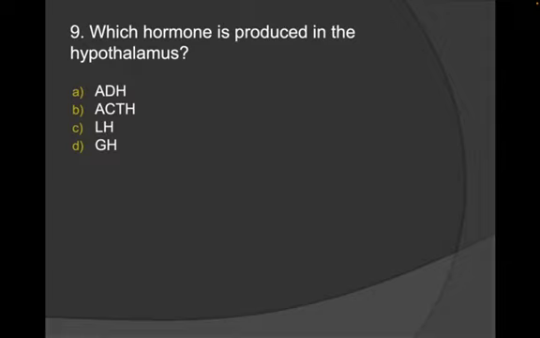Which hormone is produced in hypothalamus? A, ADH. Both posterior pituitary hormones, ADH and oxytocin, are produced in hypothalamus. And where are they stored? Posterior pituitary. From there it is released when needed.